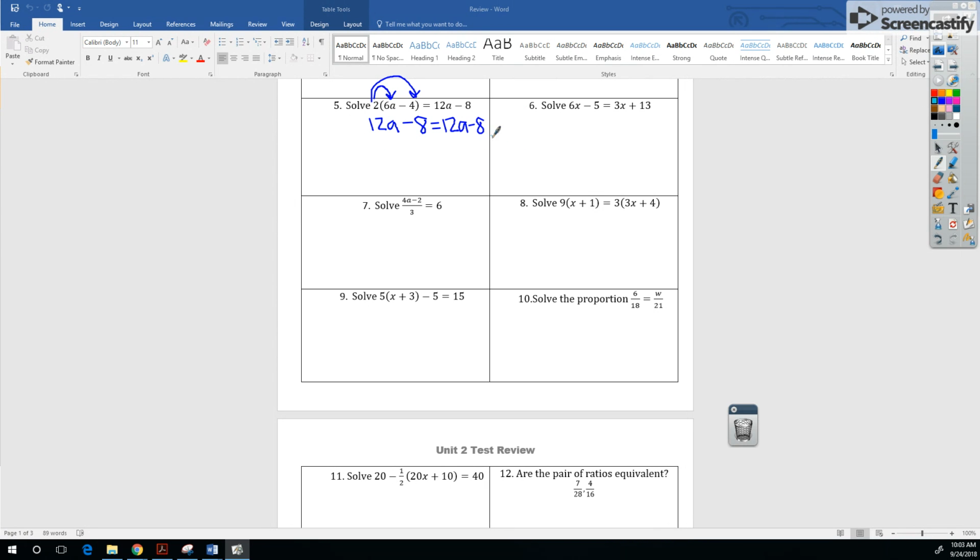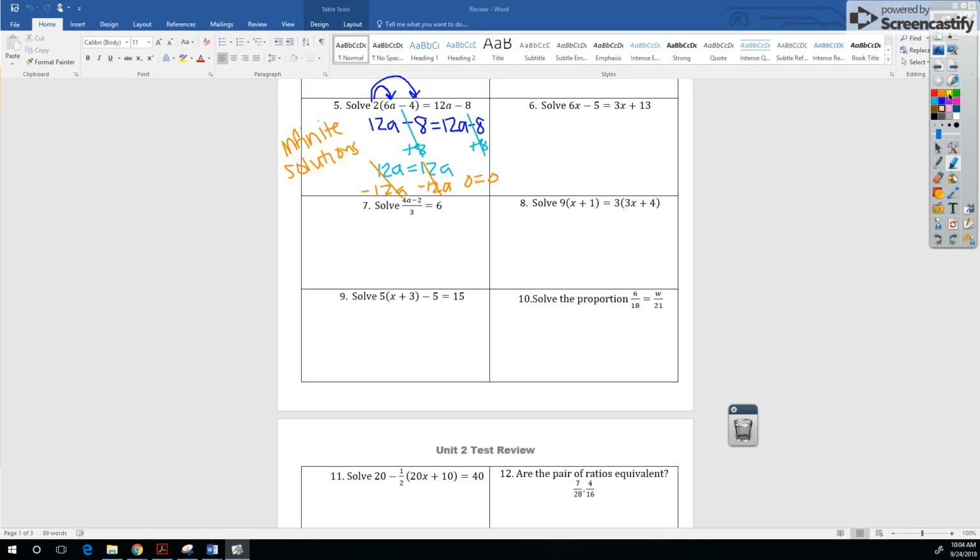So if I was going to continue to solve this and add 8 to both sides, these are going to cancel. I'm left with 12a equals 12a. 12a is positive, so I can subtract 12a from both sides, and I'm left with 0 equals 0. That would be an infinite solution.